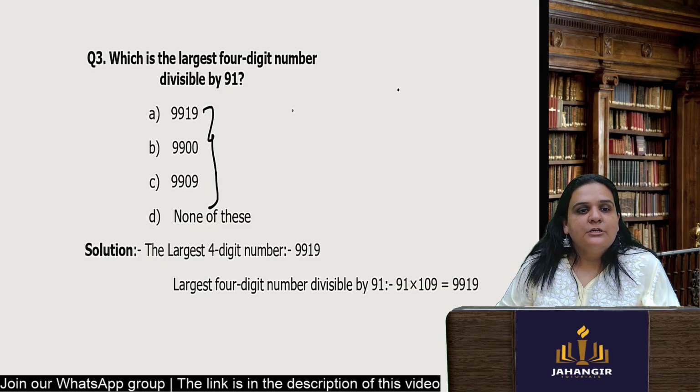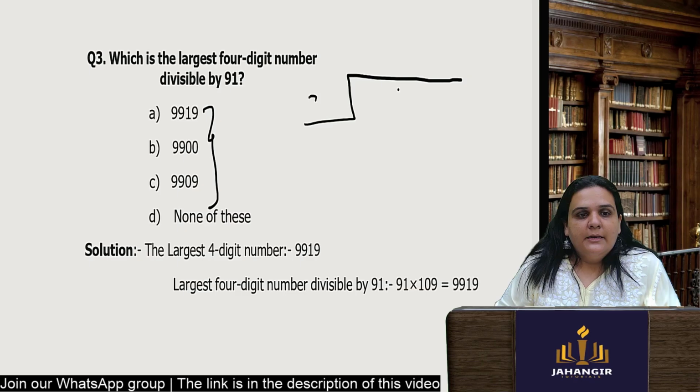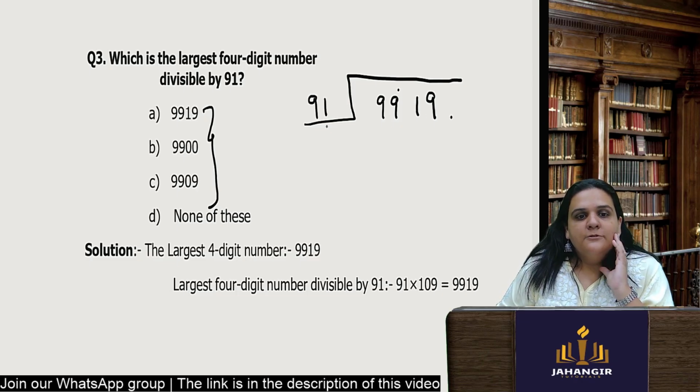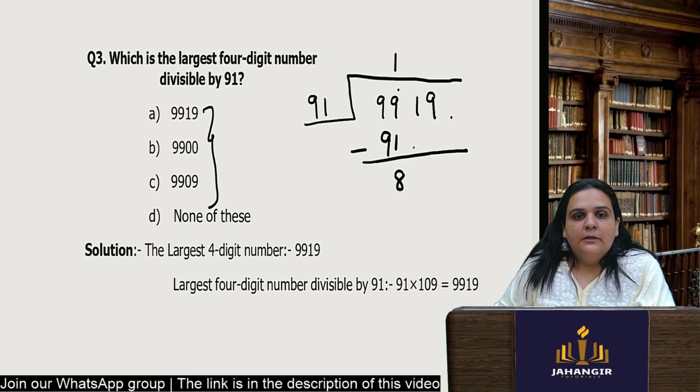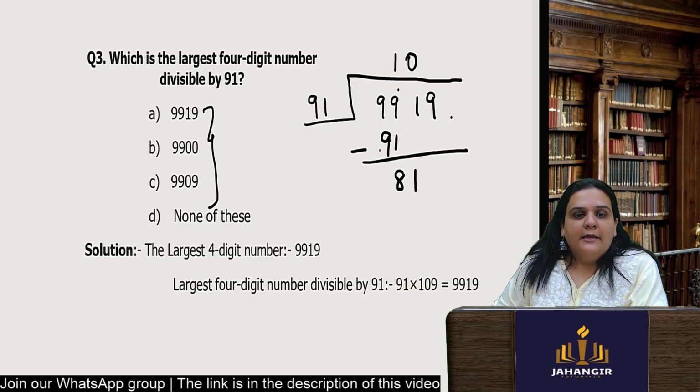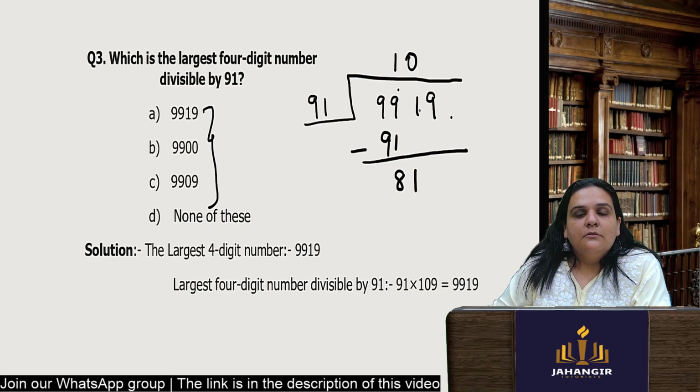The highest 4-digit number which is divisible by 91. So here it will be 91 into 9919. Okay, so 91 ones are 91. 8 will come over here. Here I will have to put a 0. I will have to bring 1 down over here. Now 91 cannot even go into this 0, so I have to bring my 19 down.